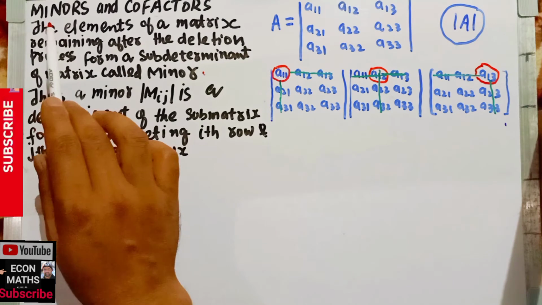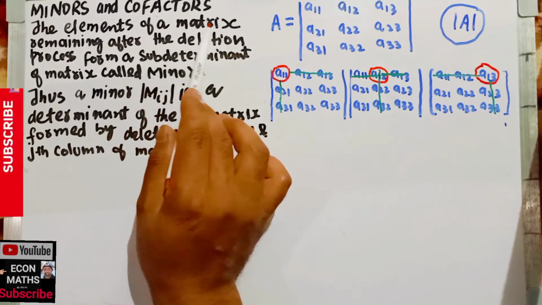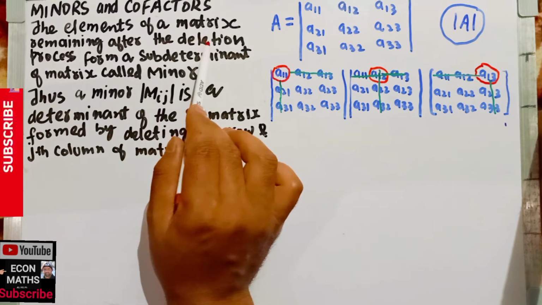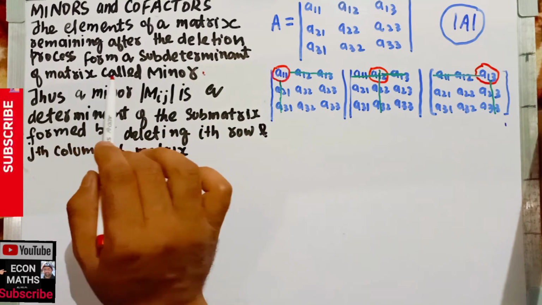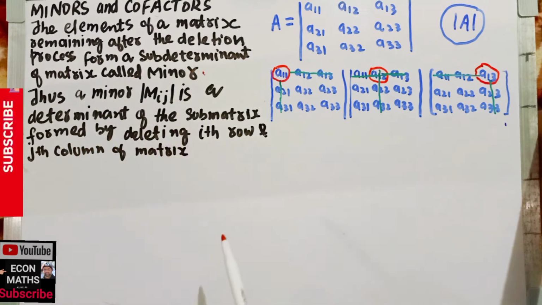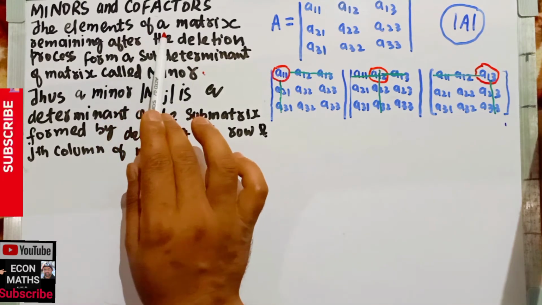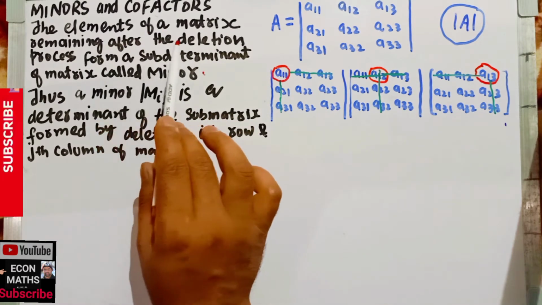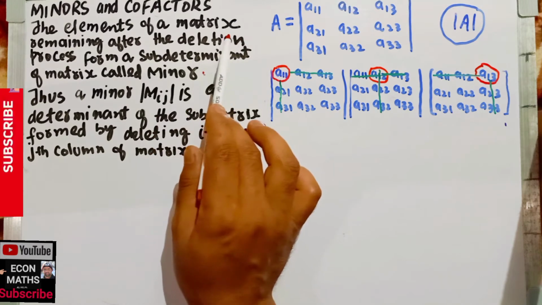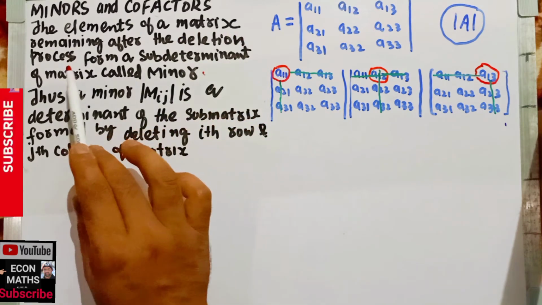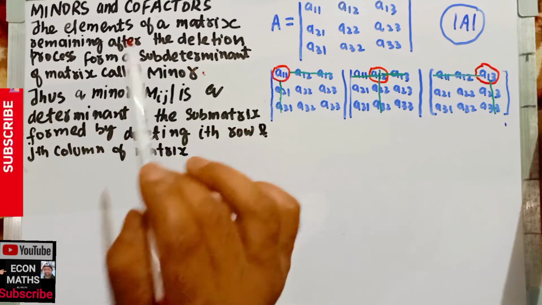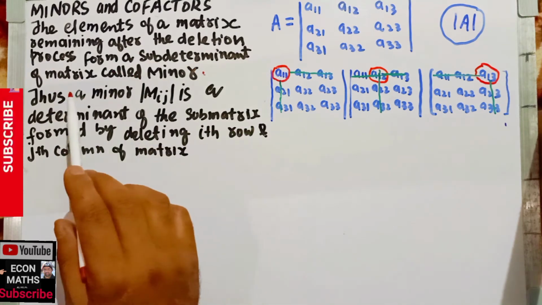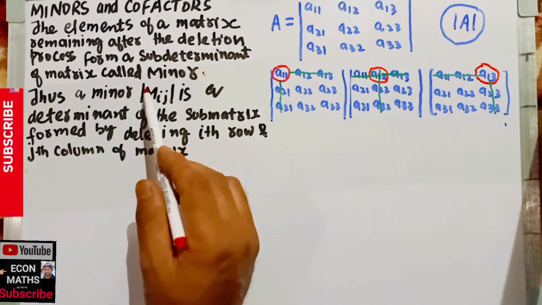Now, the elements of a matrix remaining after the deletion process form a subdeterminant of the matrix called a minor. That is, the elements of the matrix remaining after the deletion process. In an earlier video, I have explained the deletion process. They form a subdeterminant of a matrix called a minor.